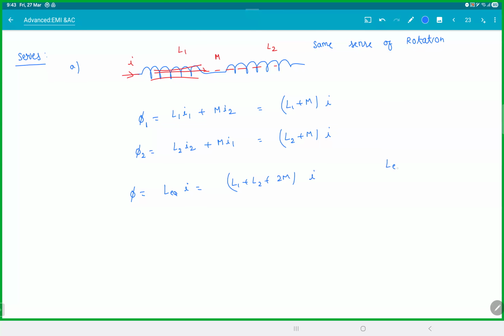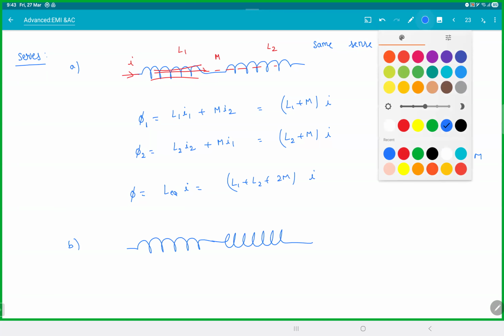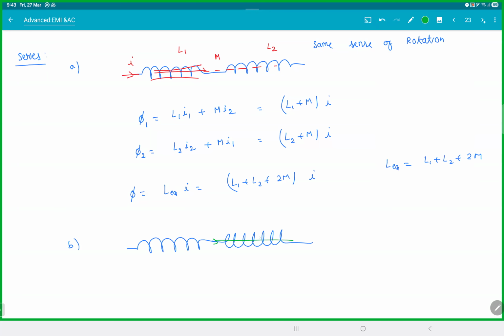So if you have mutual inductance and the same sense of rotation, the equivalent inductance is L1 plus L2 plus 2M. Suppose you have the opposite sense; देखो, coil का turns reverse हो गया direction. So when the current flows through this, it will generate a magnetic field in this direction, and this will generate a magnetic field in this direction. So the fields are fighting here. They're not supporting each other. In this case, L equivalent will be L1 plus L2 minus 2M.